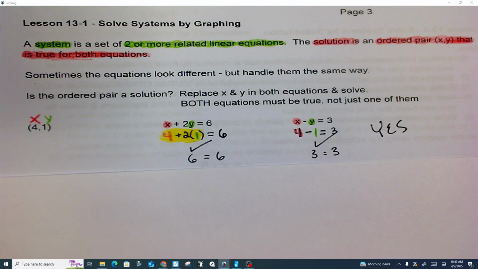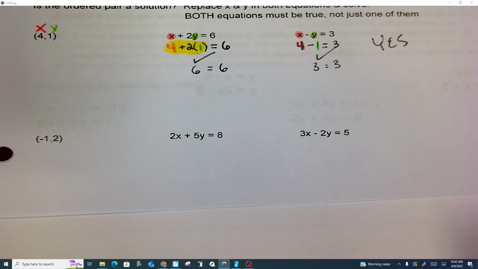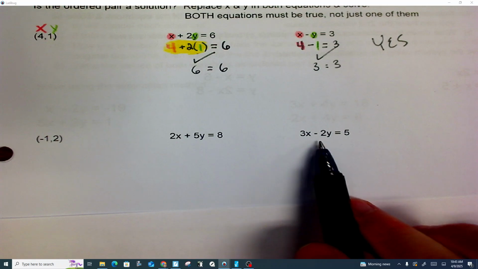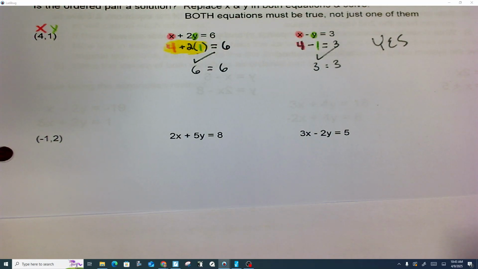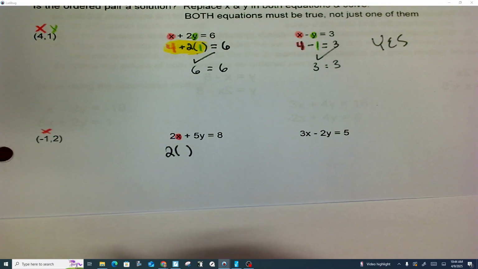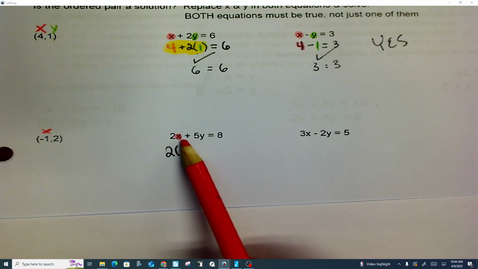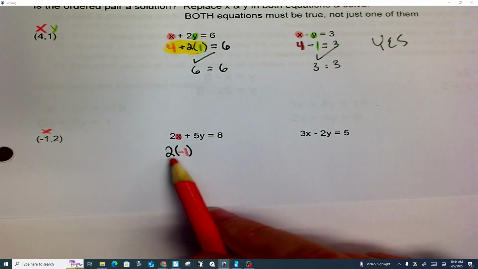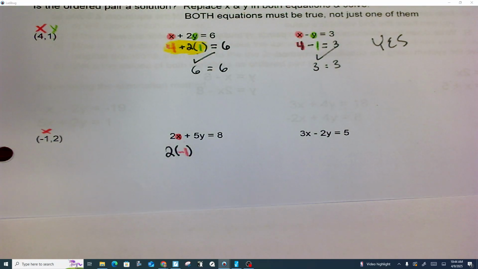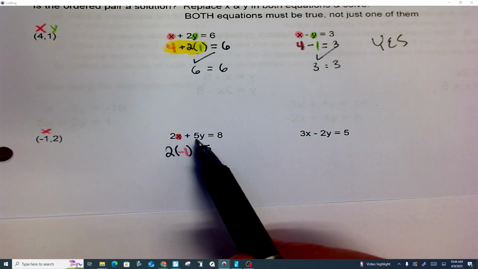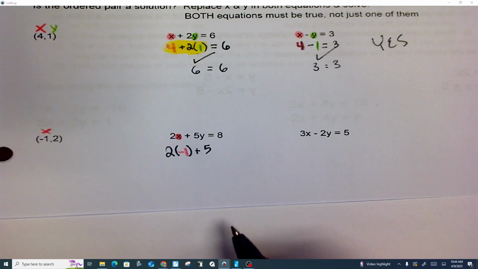Last thing we need to do is let's take a look at what happens if it's not the solution to the system. So here's our second problem. Is -1, 2, this ordered pair, a solution to this system of equations here, the two equations? So let's plug in the x value, -1. The 2 is multiplying the x, and x is -1, so that's the reason I've got it in parentheses here, so 2 times -1, plus the 5, and there's your y.